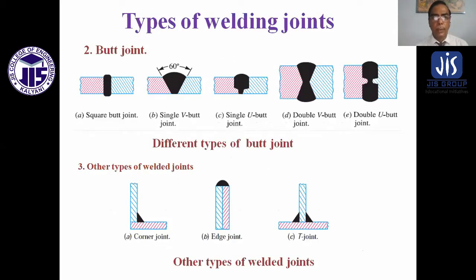These are the types of welding joints. These are the butt joints; different butt joints are there. A is square butt joint. B is single V butt joint. The single V is 60 degrees, as I mentioned. C is single U butt joint. D is double V butt joint. E is double U butt joint. And other types of welded joints are corner joint, H joints, and T joints.